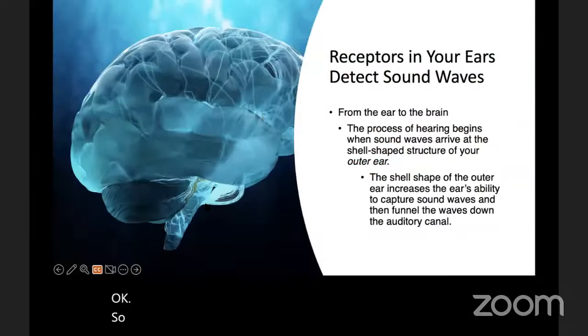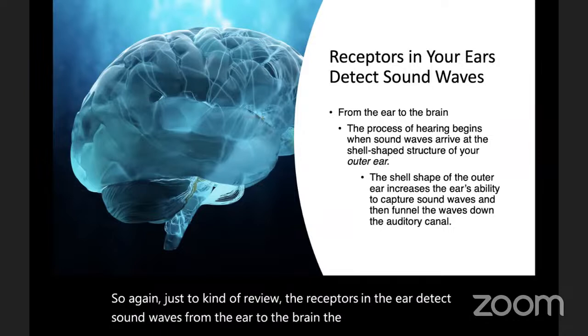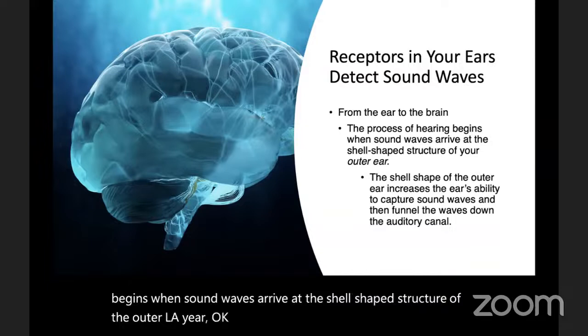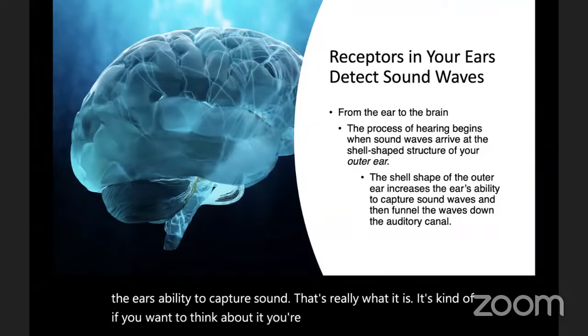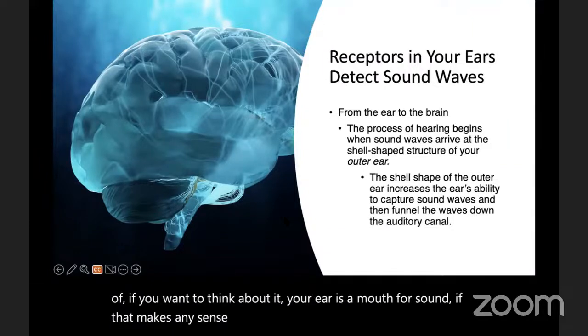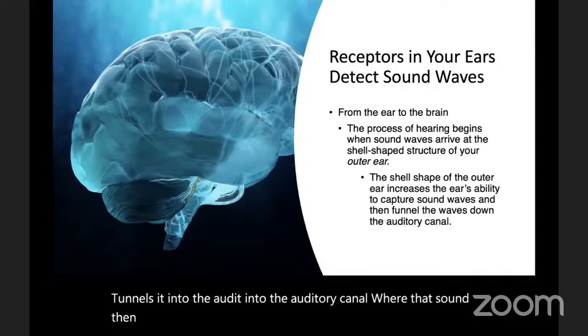So again, just to review, the receptors in the ear detect sound waves from the ear to the brain. The process of hearing begins when sound waves arrive at the shell-shaped structure of the outer ear. The shell shape of the outer ear increases the ear's ability to capture sound. That's really what it is. If you want to think about it, your ear is a mouth for sound, if that makes any sense. And then it funnels it into the auditory canal, where that sound becomes refined as it hits the eardrum.